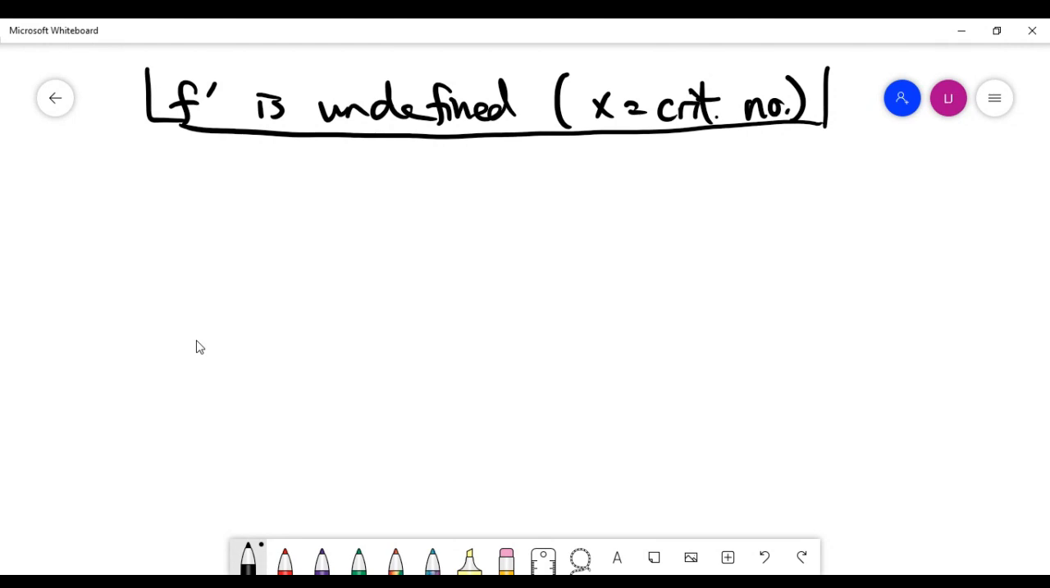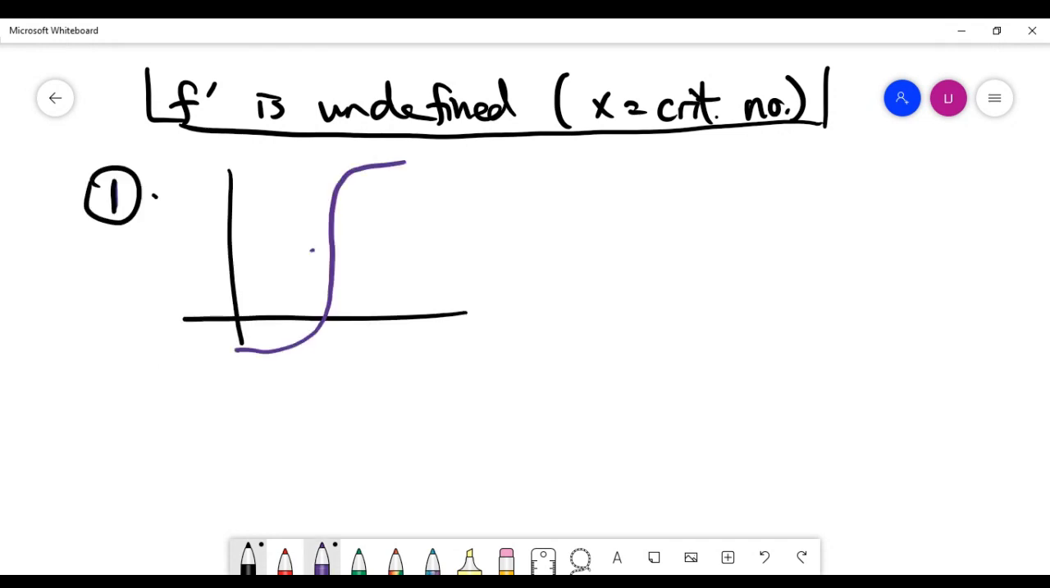Next, we'd like to look at the situation where f prime is undefined for the critical number x. Please think about the graphs that you can have at this point. For example, please look at the current picture. Right around this point, you're going up vertically. When you're going up vertically, it's a vertical tangent, and when the tangent is vertical, the slope is undefined.